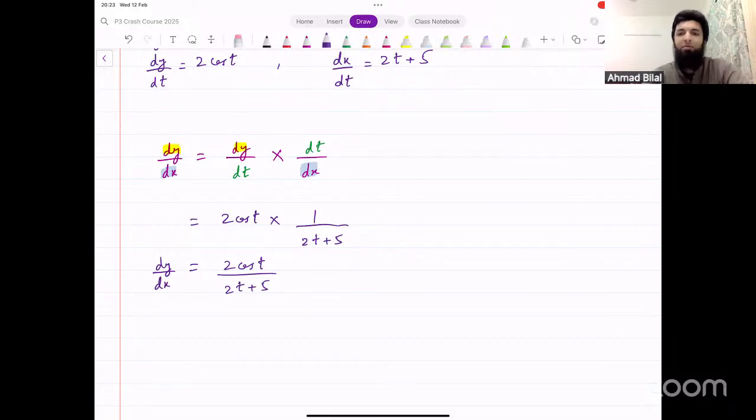This is called parametric differentiation. When you have a function given in terms of two equations, you can find the derivative using this method. Is that okay?